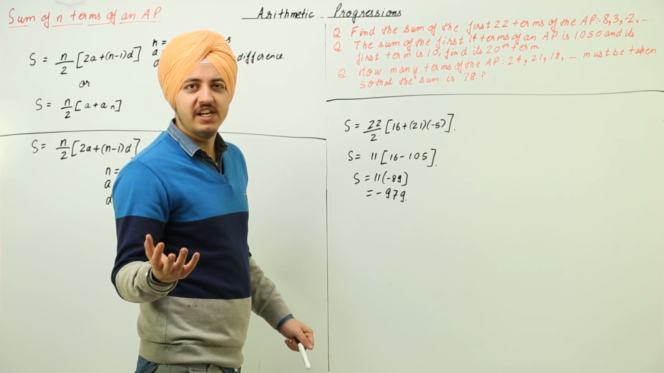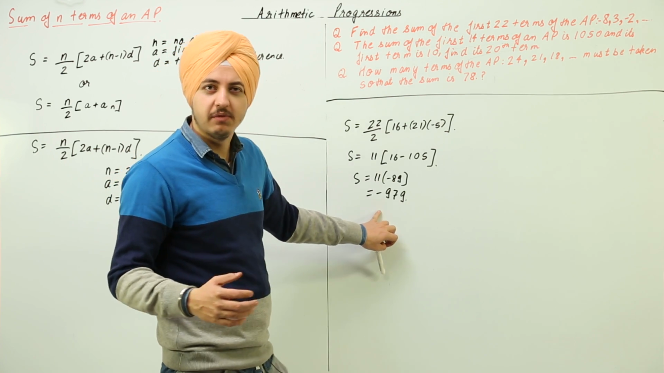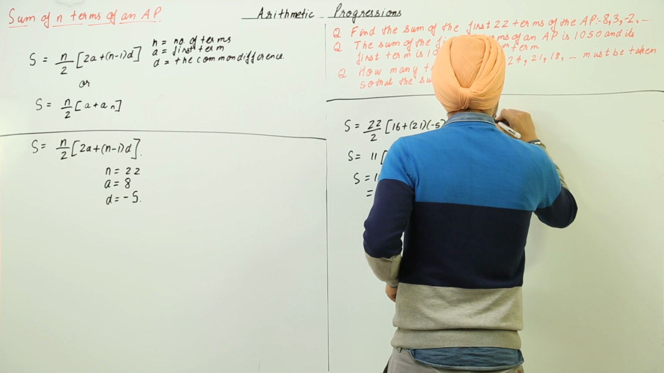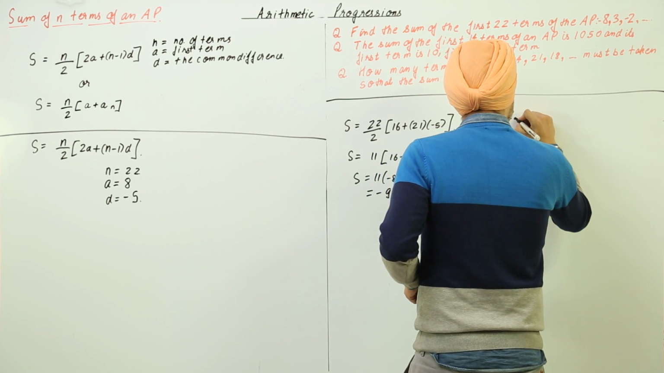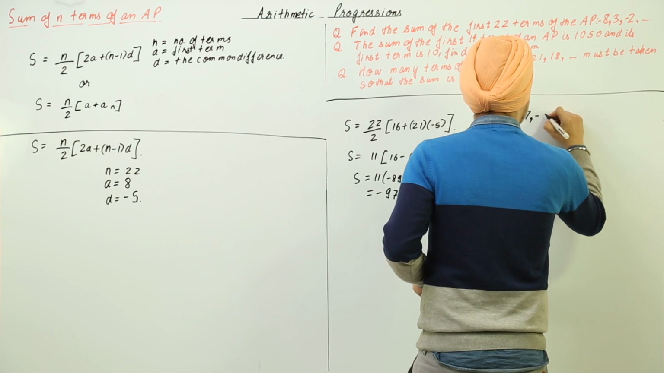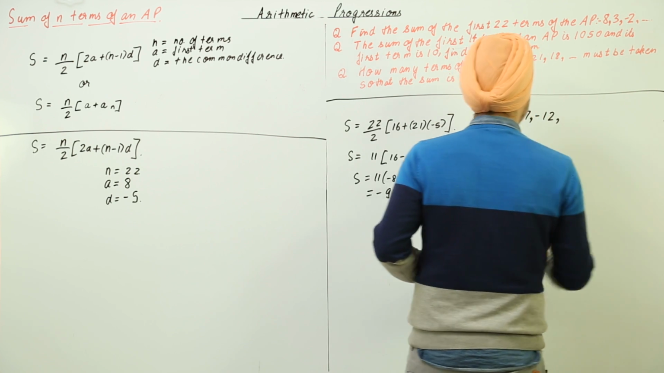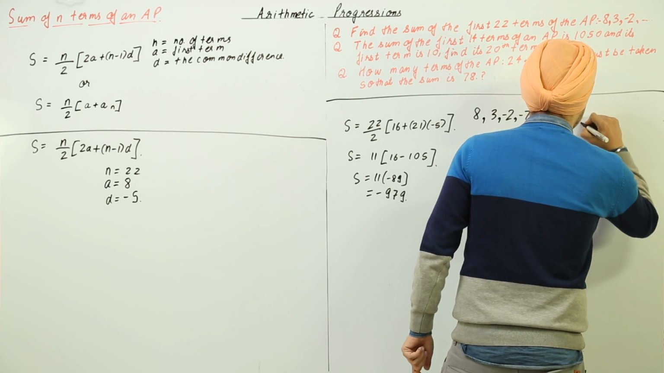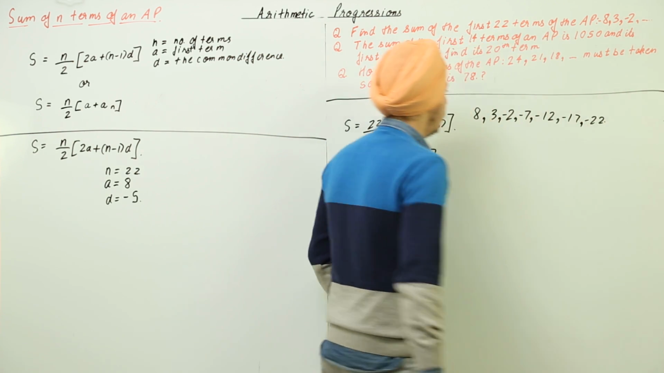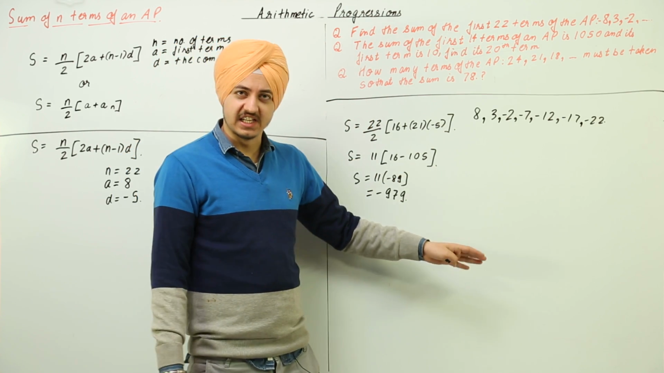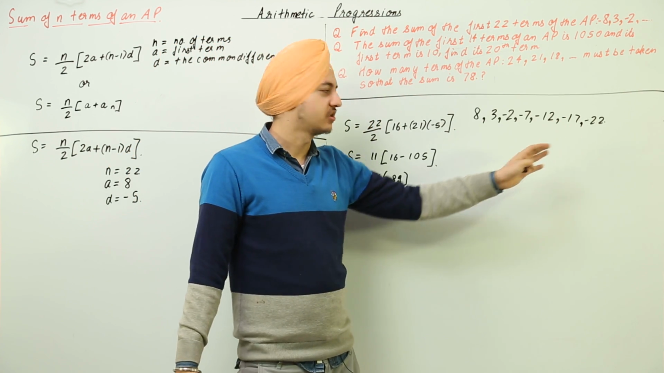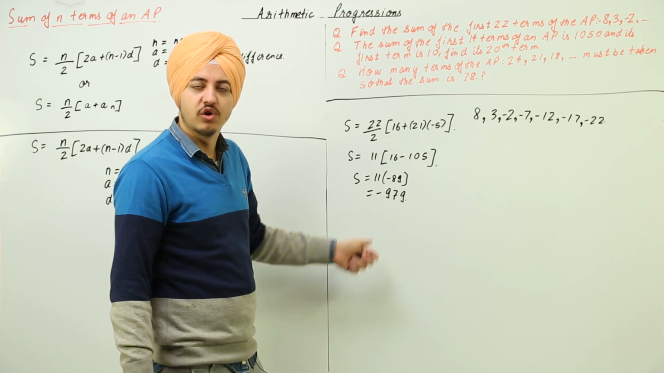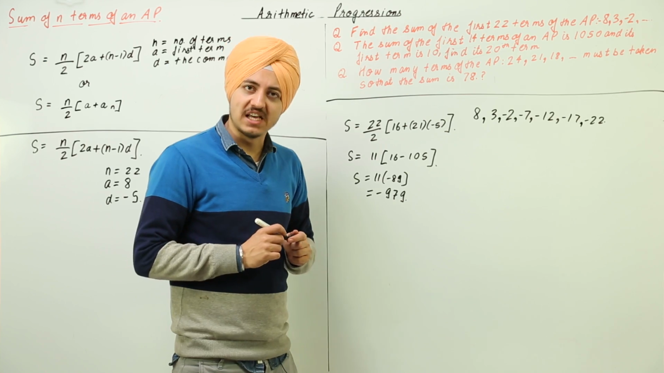Now it is very obvious that this sum is coming out to be negative. Why? Because the AP would be something like this, correct? 8, 3, minus 2, minus 7, minus 12, correct? The AP would be going like this, right? And minus 17 and then minus 22. So the value in negative is increasing. So the sum of the first 22 terms is obviously going to be negative. So that is what we found out. It is equal to minus 979.